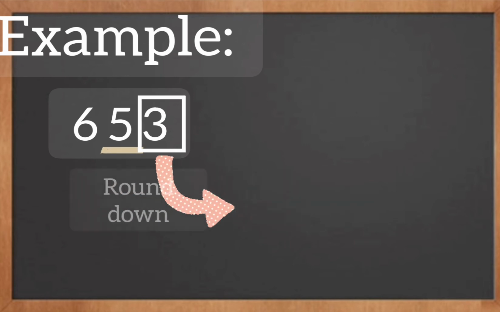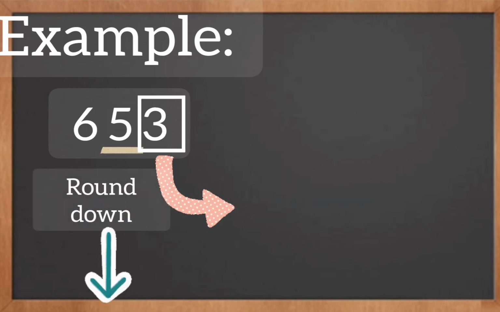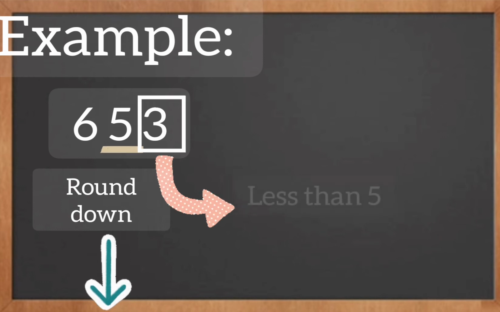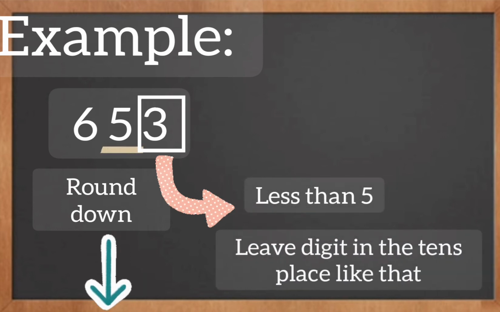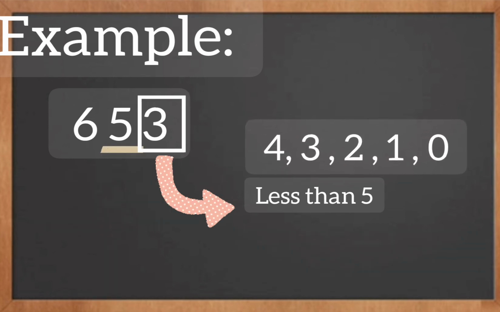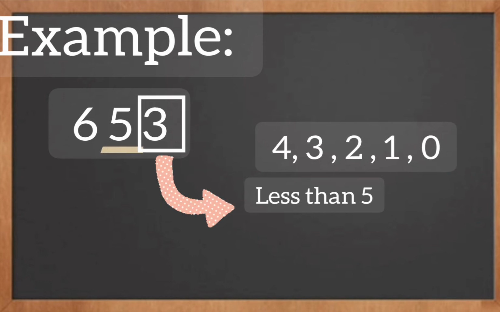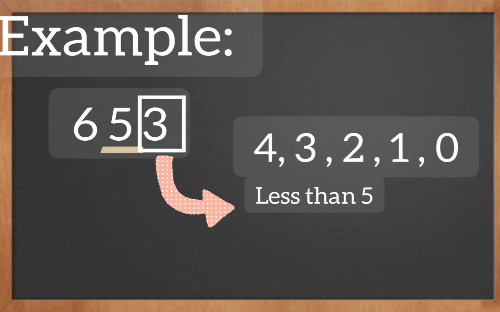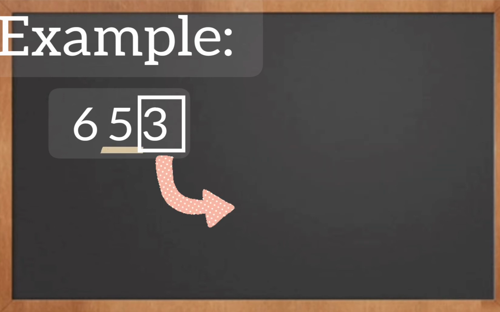So we are going to round down now. So round down is when a digit is less than 5, then you leave that digit in the tens place as it is. Some numbers that are less than 5 are 4, 3, 2, 1, and 0. So if you see the 3 is less than 5, so we are going to round down. So we are going to leave that digit in the tens place as it is. So we are going to leave the 5 as it is. We are not going to add a 1 to it because we are rounding down.